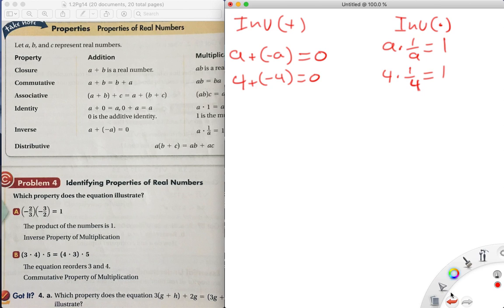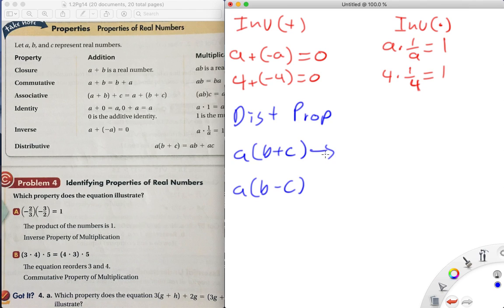Distributive property. What the distributive property says is that if I have some sum or some difference and I multiply that sum or difference, then I have the sum of the products of whatever's being multiplied.